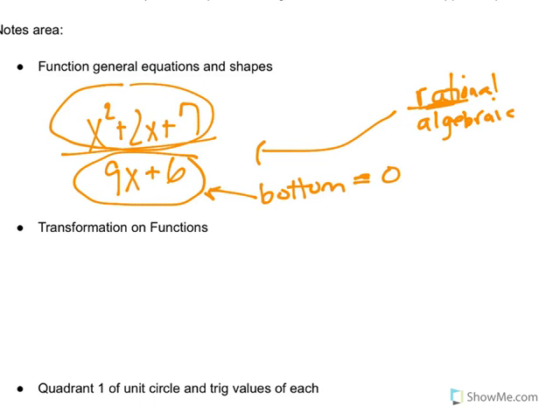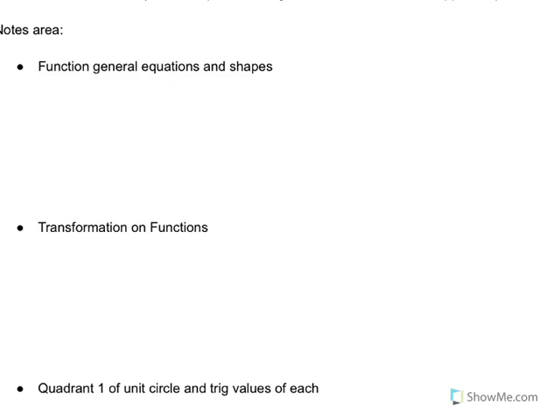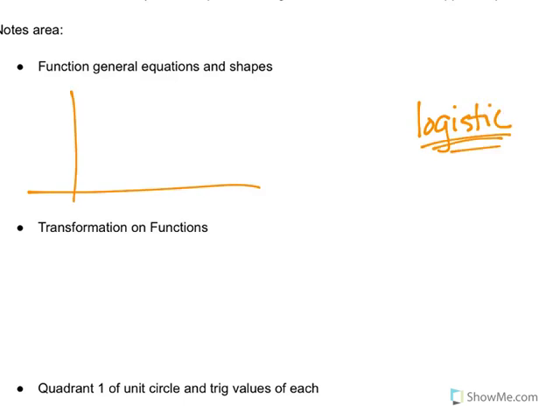And then the last type to think about in this review is the logistic function. We remember that they're the best of both worlds. What they do is start by increasing rapidly, and then that rapid rate flattens out.